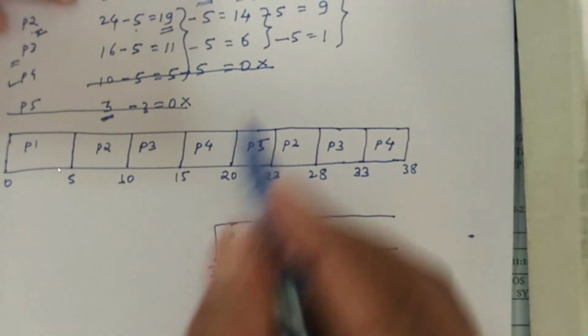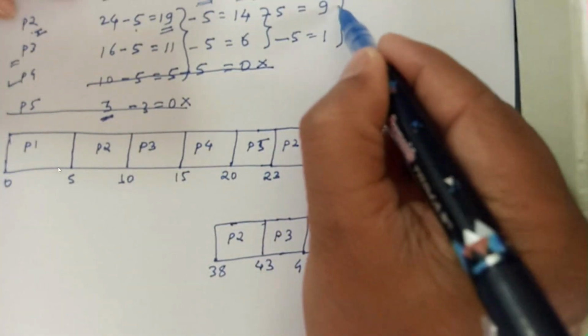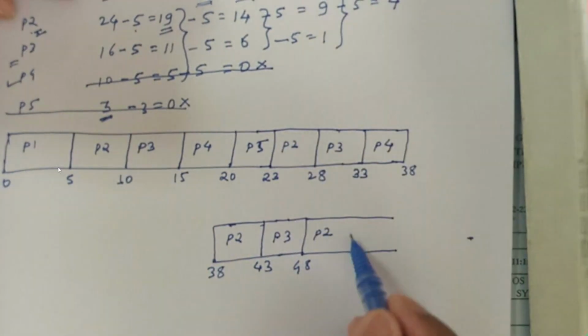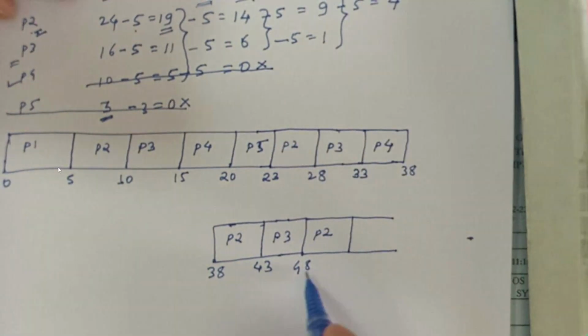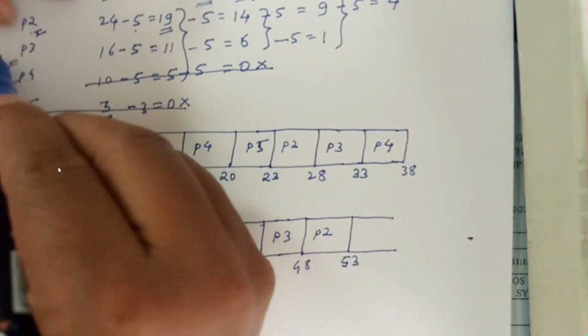Okay, so again process P2 will start. Process P2, remaining time is 9. So 9 minus 5, its remaining time will become 4. Okay, so P2 will execute for 1 time slice. So 48 plus 5, it is 53. Okay, it is 53. And now process P3 will start.